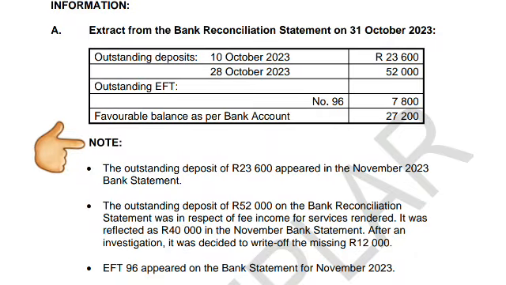It has some notes under it. So the first note says the outstanding deposit of 23,600 appeared in the November 2023 bank statement. Anything that appeared in the bank reconciliation of the previous month, and then now in the current month that you're dealing with, they're telling you that that amount appeared.